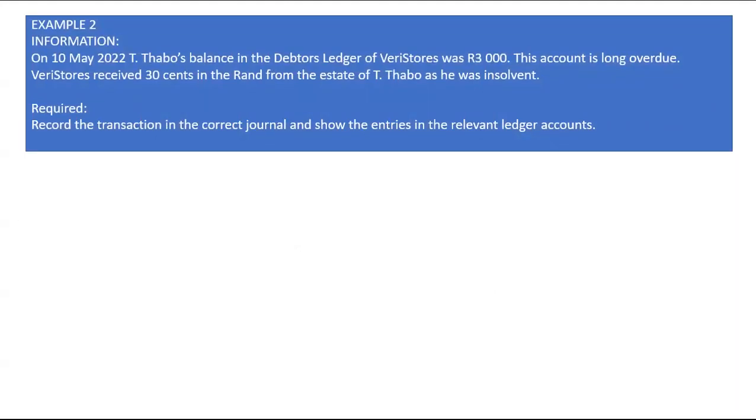It says that on the 10th of May 2022, T-Tabo's account balance in the debtors ledger of Veritas was 3,000. So T-Tabo was owing us 3,000. This account is long overdue. Veritas received 30 cents in the rand from the estate of T-Tabo as he was insolvent. So it means that out of the total that T-Tabo is owing us, we only received 30% of it. The rest we must write off as bad debts.